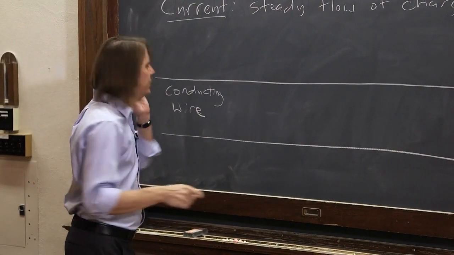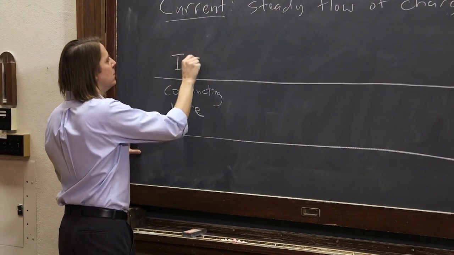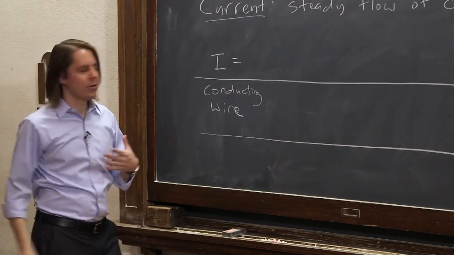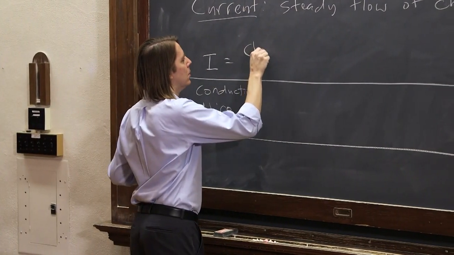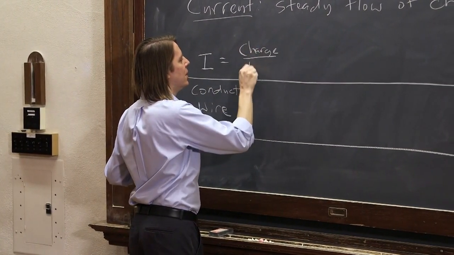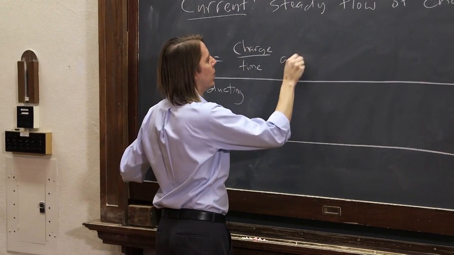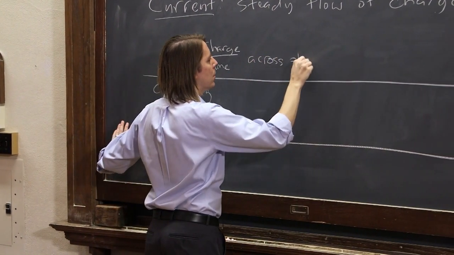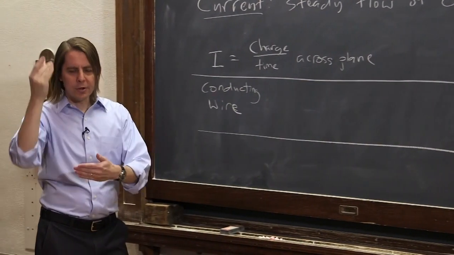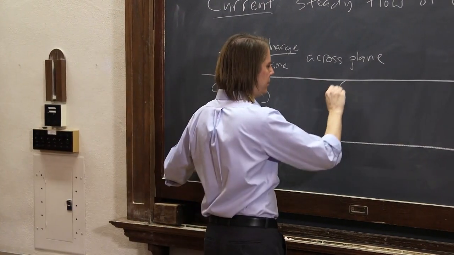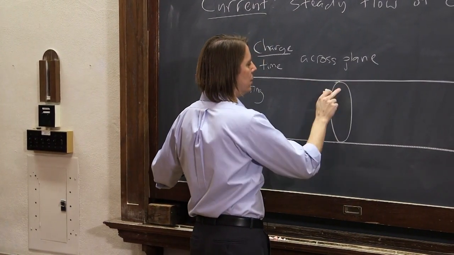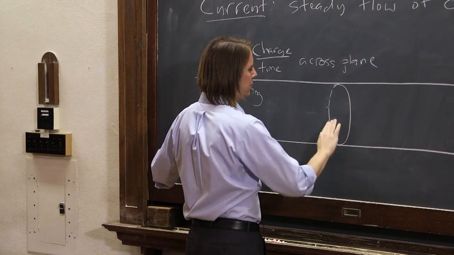So current, the symbol we use is I. And mathematically, the way you think about current is it's the charge per unit time across a plane. So if I look at a cross section of the wire, like this, like that.